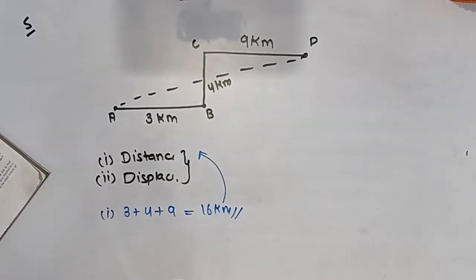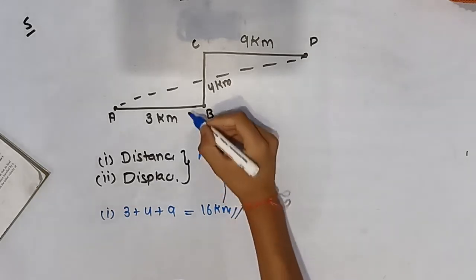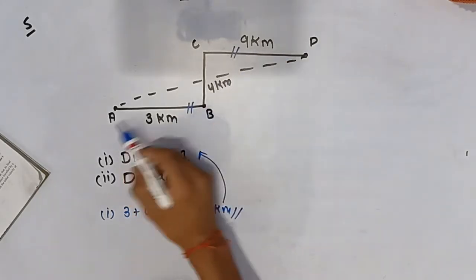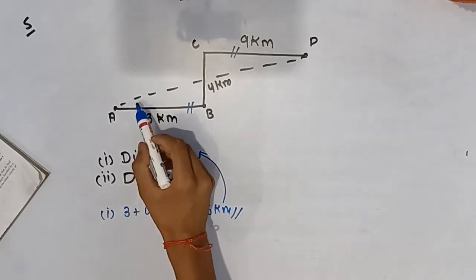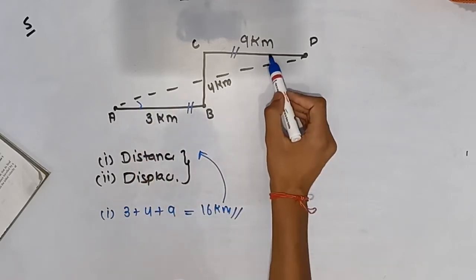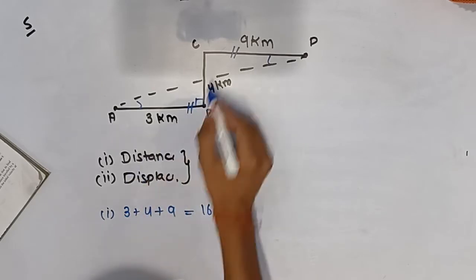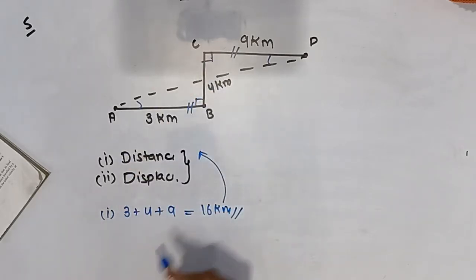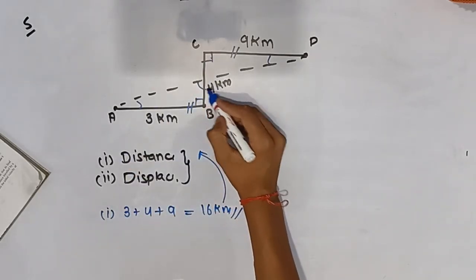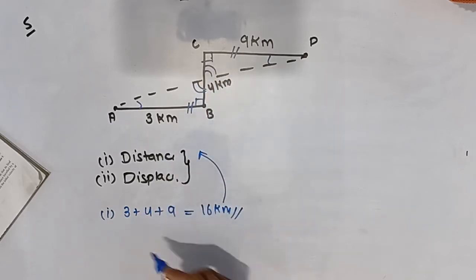It is very easy. See friends, AB and CD are parallel lines and AD is a transversal, so we can say angle A is equal to angle D because of the alternate angle property, and we can say that this angle is also 90 degrees and this angle is also 90 degrees. Now we can say that this angle and this angle are also equal because of the vertically opposite angle property.